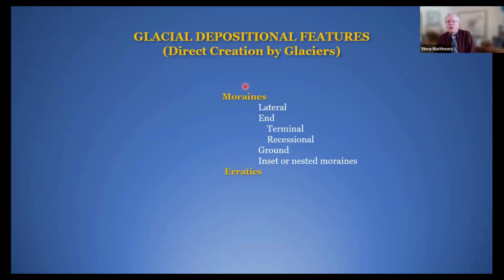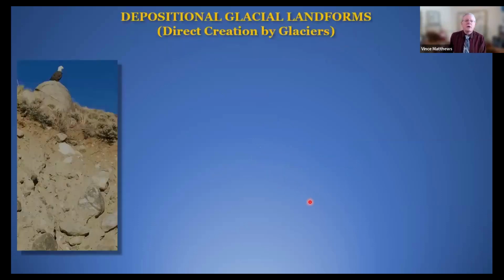So for moraines, these glacial creations or deposits by glaciers, we've got lateral and terminal and recessional. We have ground moraine, and we have inset or nested moraines, which are essentially recessional moraines. And then we have erratics, and we'll take a look at each of those.